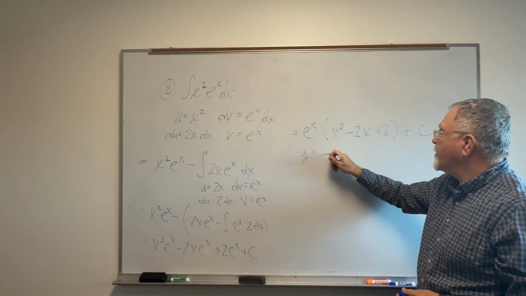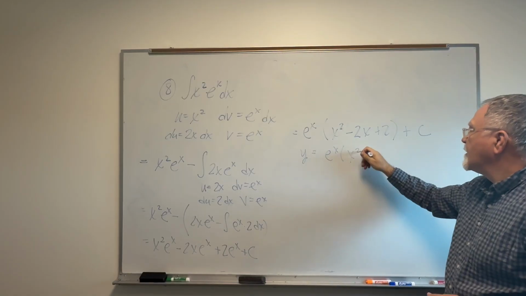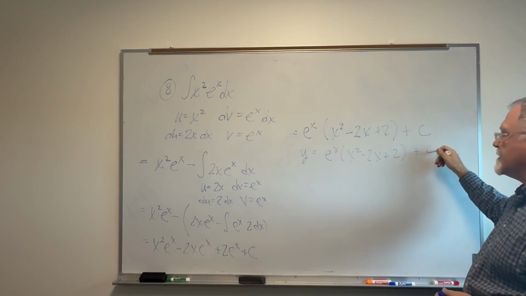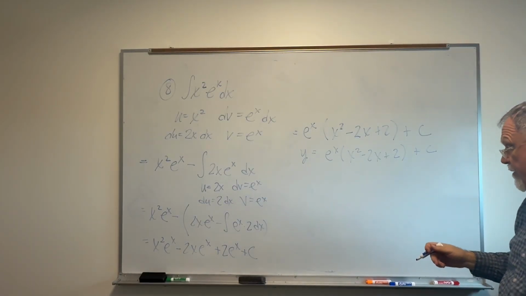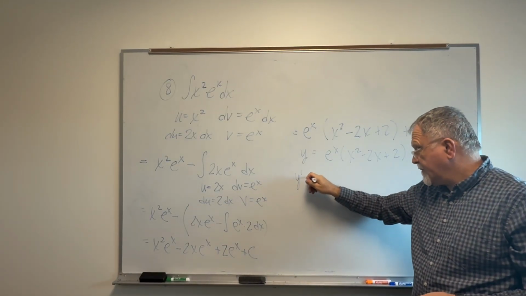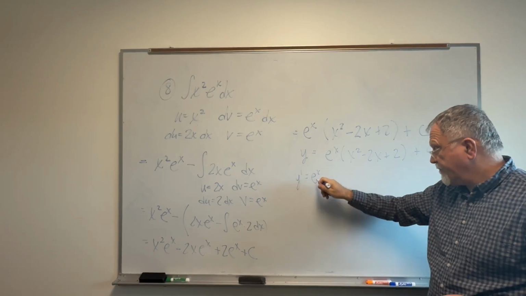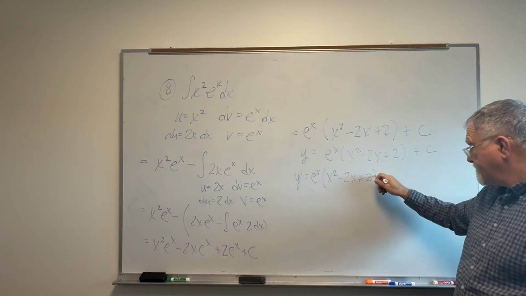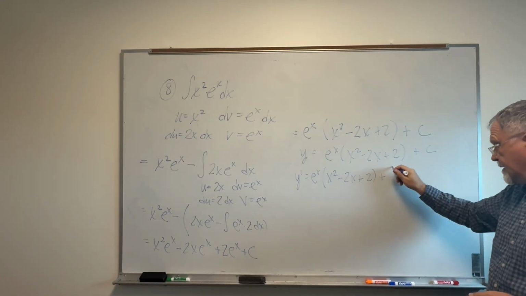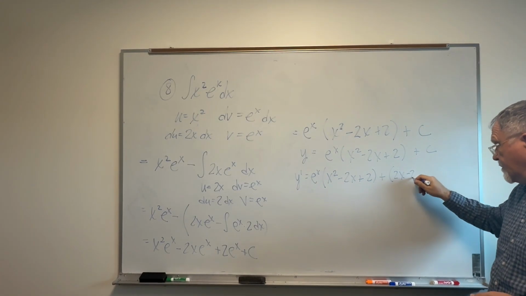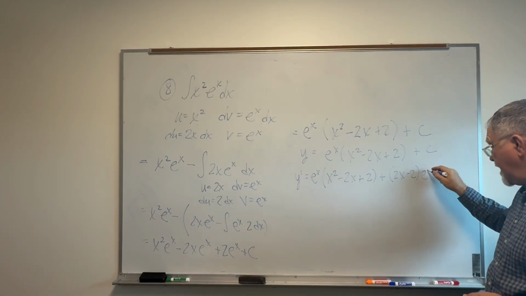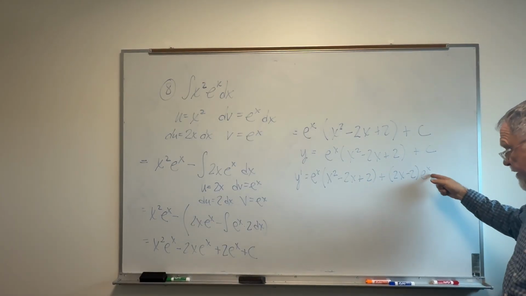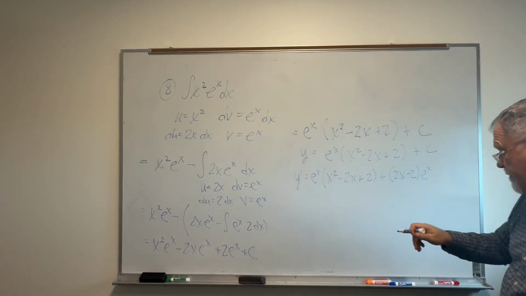So let's let y equal this, plus our constant. Let's just go ahead and find the derivative of that using the product rule. y prime: derivative of the first, e to the x, times the second, which is this, plus the derivative of the second, which is going to be 2x minus 2, times the first, which is e to the x. Derivative of our constant is 0. Let me go ahead and factor out the e to the x and then just combine my terms.